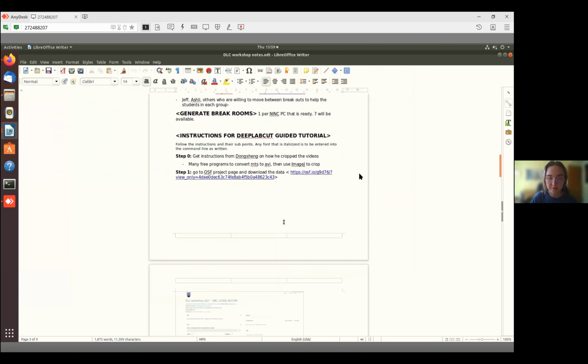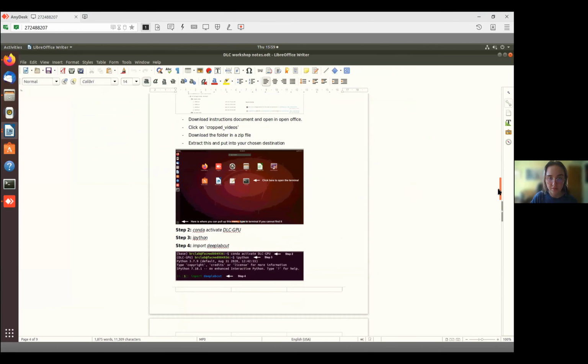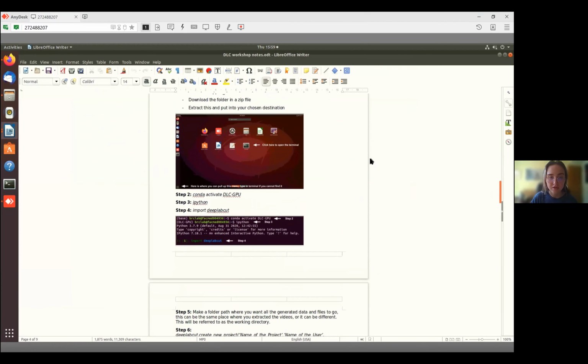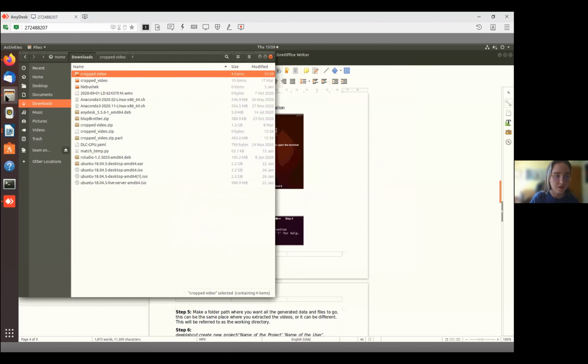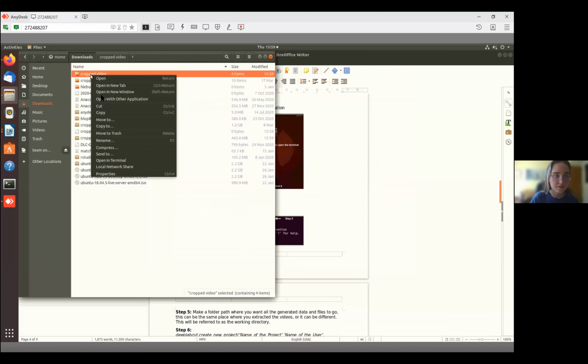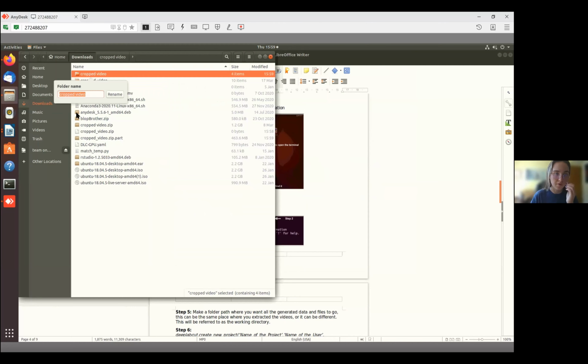Now I'm going to reference back to my sheet here. Scroll down a little bit. Crop videos. Next, I'm going to rename this for naming purposes. I have a feeling this is going to throw some issues.